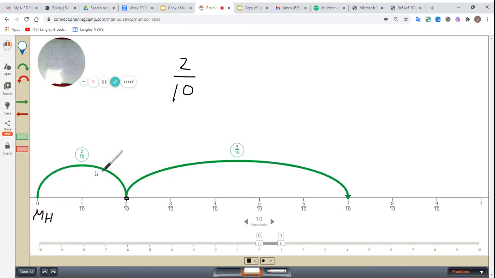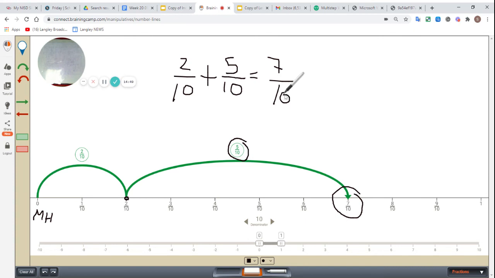So let me grab my marker here. We know because of the color of the arrows and the direction they're going that we are adding. So 2/10 plus, what did it say they went to go from Marcy's house to the soccer field? They went 5/10. So 2/10 plus 5/10 gives us what? And of course, it's even easier because Braining Camp helps you out and you see it right there. So 2/10 plus 5/10 equals 7/10. It's pretty simple. That's what you're going to be working on today in your assignment.